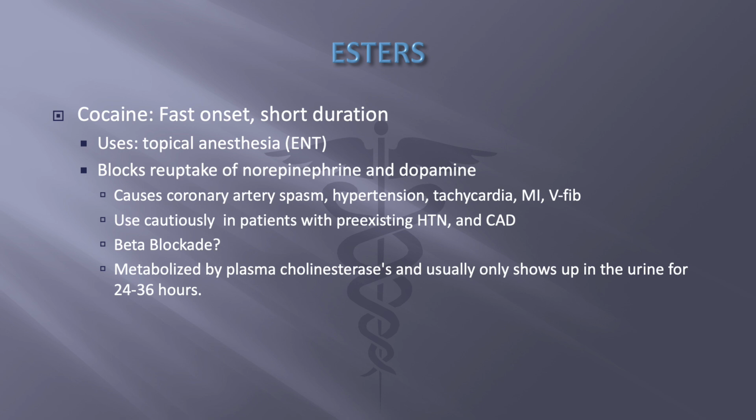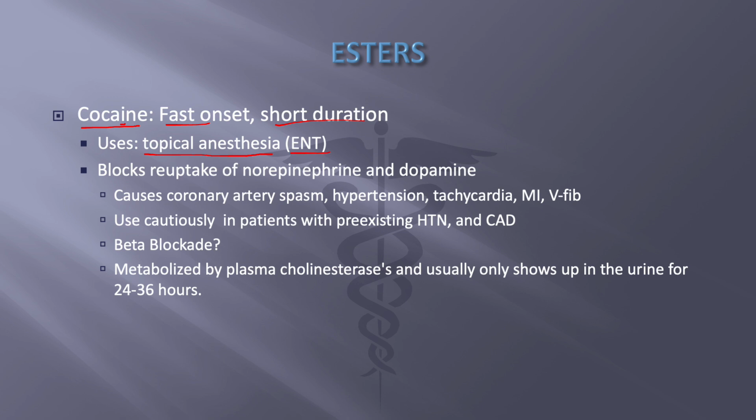So moving on to esters. All right. Cocaine is going to be one of our esters. Remember, esters don't have the 2 eyes, so it has a fast onset and short duration. In anesthesia, we don't really use this. All right, it's mostly used for topical anesthesia and infiltration with ENT.